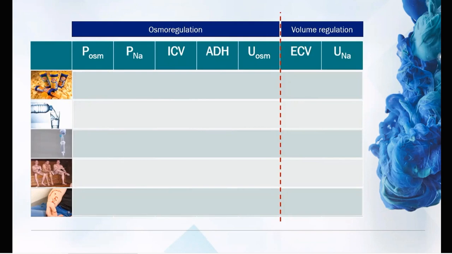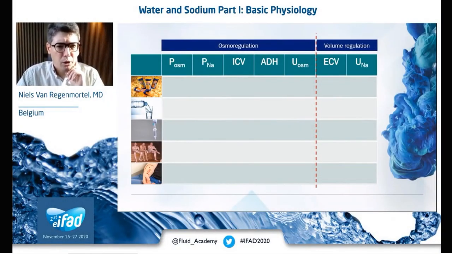This is a very important couple of slides that you really need to comprehend well later on to interpret what can go wrong with sodium and water regulation. So it's important that you follow with me a little bit here and see what is the impact of every one of these 5 or 6 situations on plasma osmolality, on plasma sodium, on intracellular volume, on ADH secretion, on urinary osmolality, on extracellular volume, and on urinary sodium. So you can see clearly the difference between these two regulations.